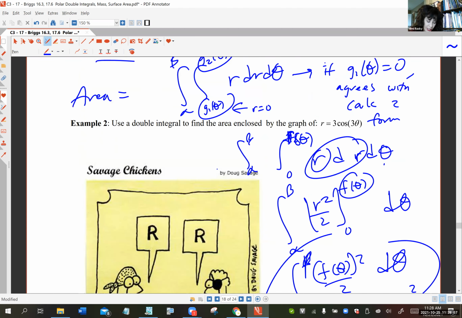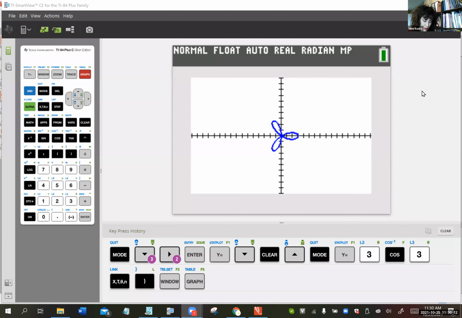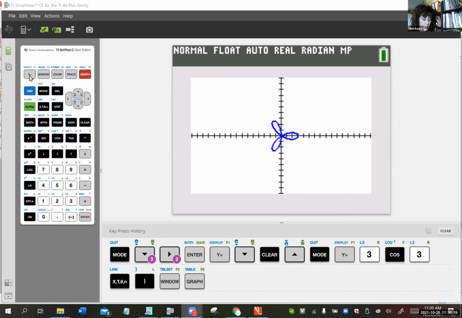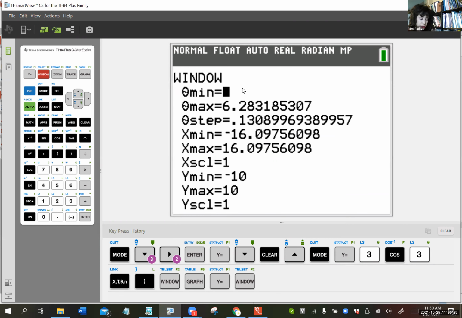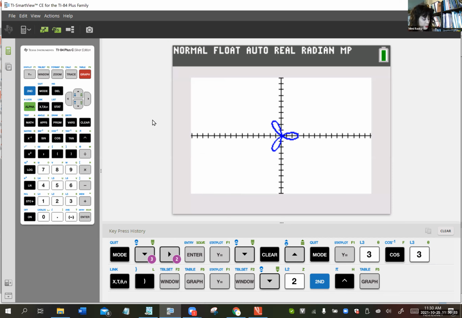So we're going to use a double integral to find the area enclosed by the graph of 3 cos 3 theta. If you go to your graphing calculator and get into parametric mode, and graph 3 cos 3 theta with a window of 0 to 2 pi, so theta max is 2 pi, you should get a rose curve. And this particular rose curve has 3 petals.